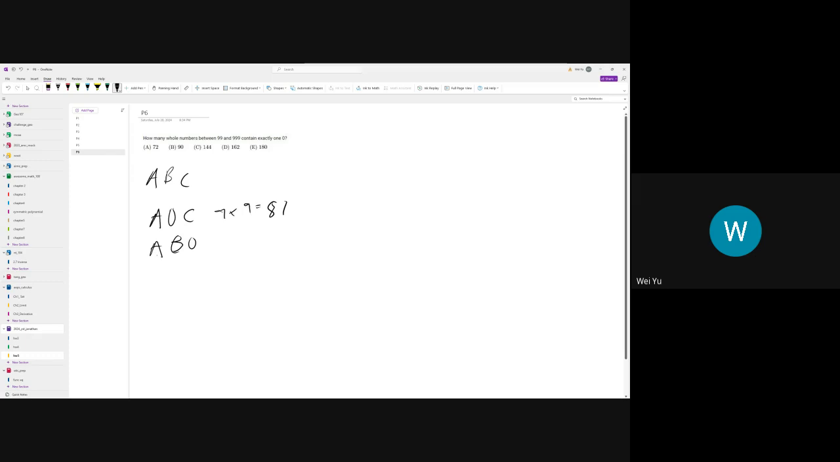In the case AB0, both A and B can be any number from 1 to 9. Pretty similar to the first one: 9 times 9 equals 81. So 81 plus 81 is equal to 162.